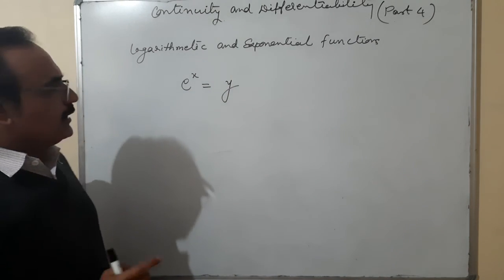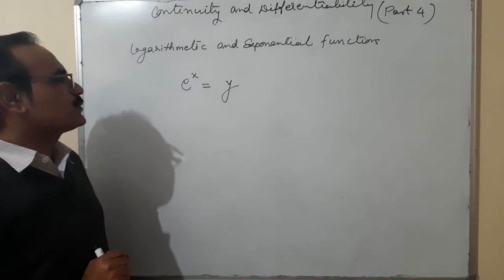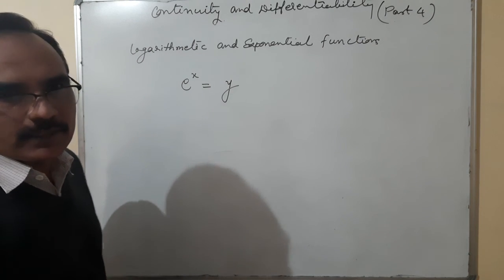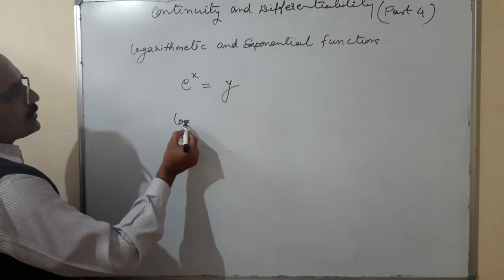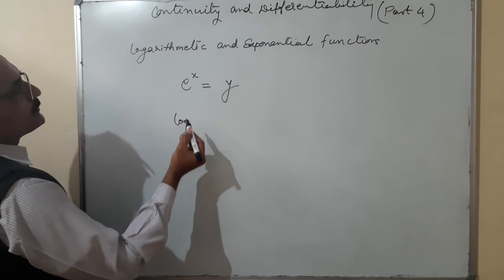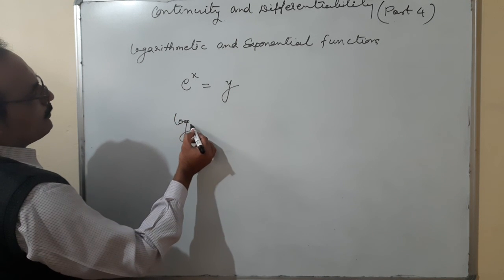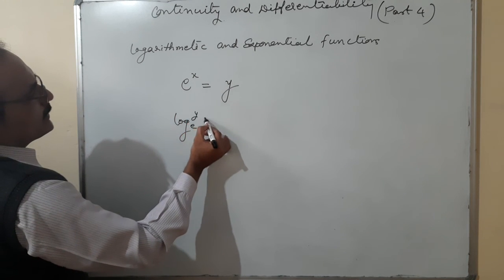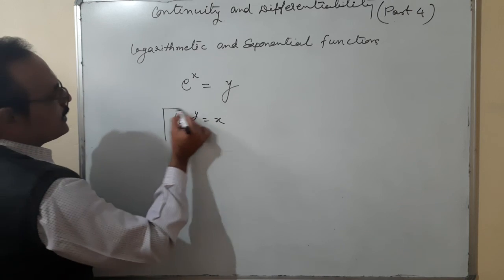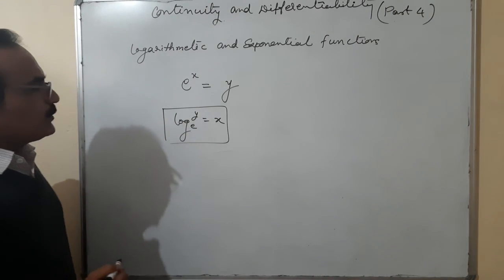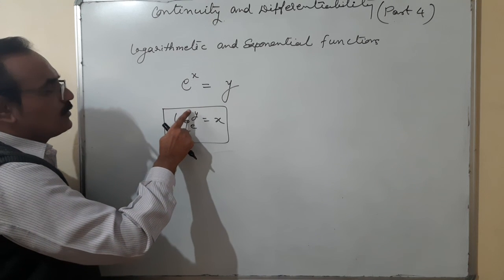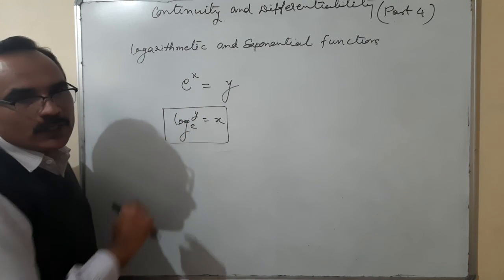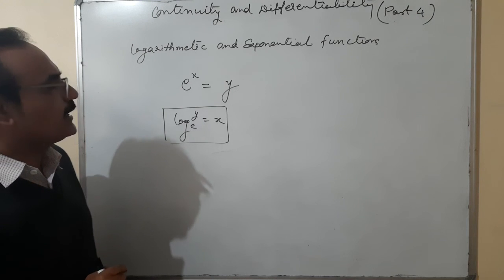That means e to the power x is equal to y. If I want to convert this exponential function into the logarithmic function, then what should I write here? Log, the short form of logarithmic, log y base e is equal to x. How to read this? e to the power x is equal to y means log y base e is equal to x. This is the meaning of it.